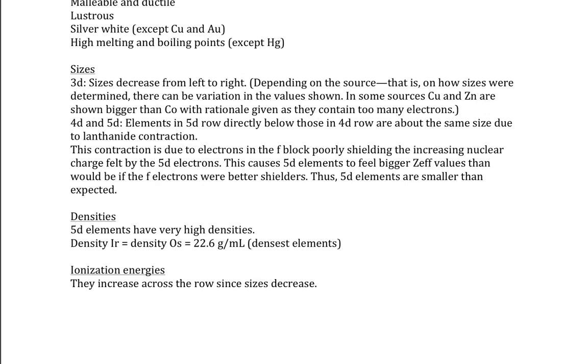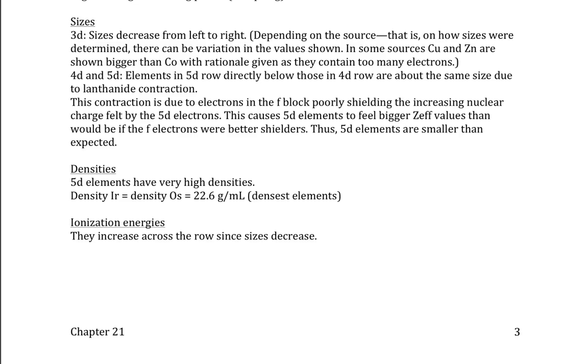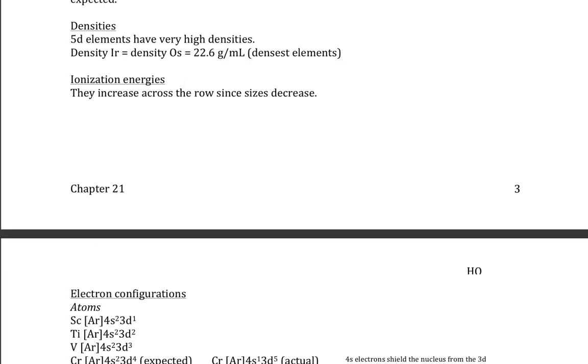Densities, well, due to their small size and yet high mass, the 5d elements have very high densities. Of the pure elements on the periodic table, osmium and iridium, those are in the 5d row, they both have the highest densities, a value of about 22.6 grams per ml. Ionization energies are as we expect. They increase across a row due to decreasing sizes.